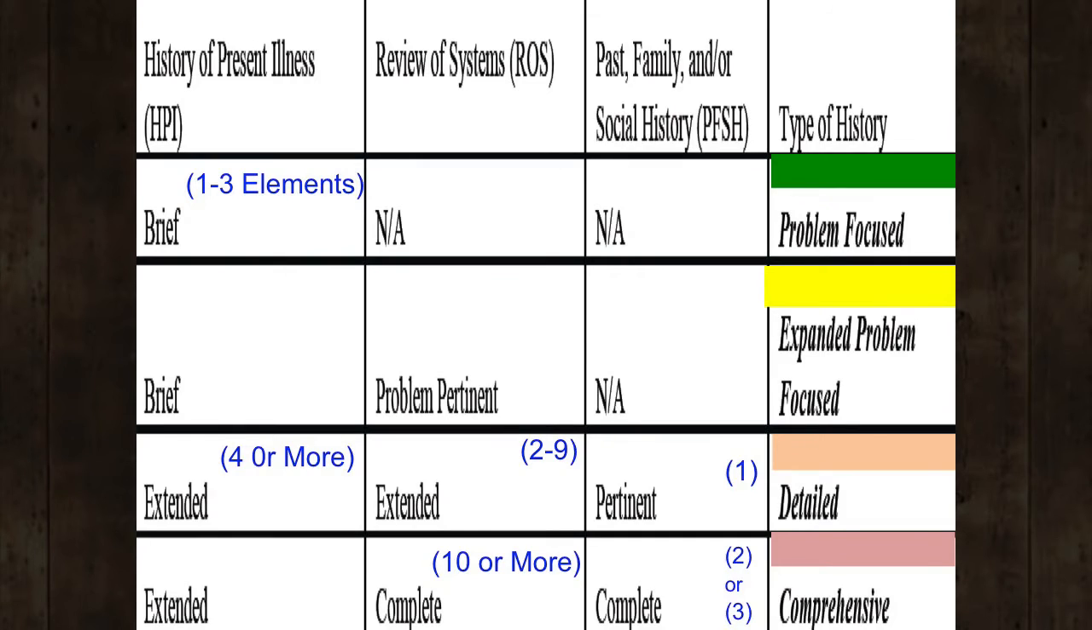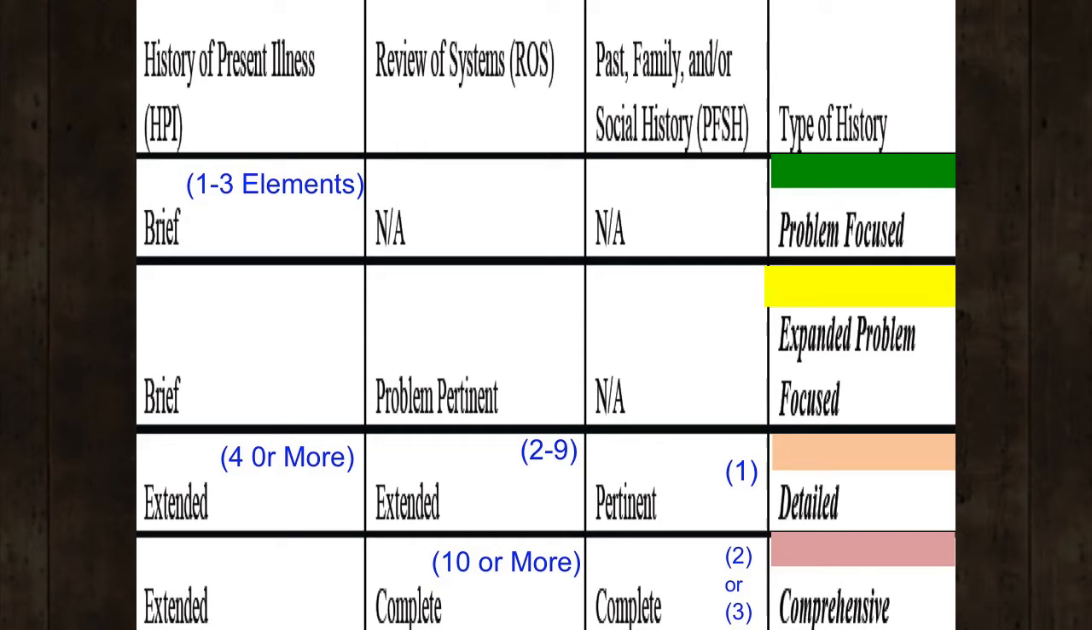So let's go back to our chart, and let's put some color to this, and let's define what we're talking about. If we take a look at type of history, we put a green label on problem focus, a yellow label on expanded problem focus, orange on detailed, and comprehensive is red. So now let's take a look at what the DG said. It said for a brief, we need 1 to 3 elements. For an extended, we need 4 or more.